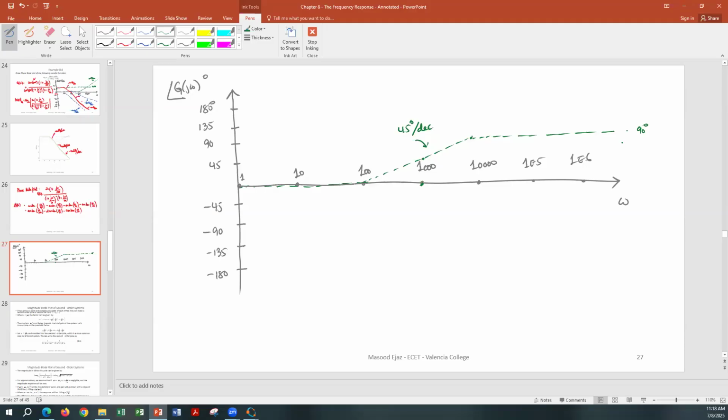Remember, this is again an approximation. If you do the exact plot, it's not going to be a straight line, but it's going to be a curve. It's going to go to 90 degrees for sure, but it's going to have a little bit of curve before it goes to 90 degrees. And the 90 degrees is not going to be achieved at 10,000. It's going to be farther down the frequency. Eventually, it's going to hit 90 degrees.